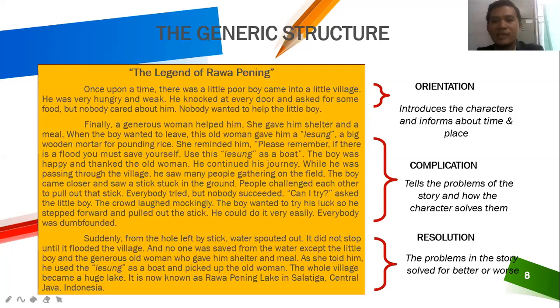And then complication tells the problem. There is a problem here or not? In the second? Here, yes, sir. Yes, okay. So it can be complication. There is resolution here or not? Problem the story solved for better or worse. Problemnya itu sudah dapat pemecahannya. Pemecahannya bisa baik, bisa buruk. Yes or no? Yes, sir. Okay, right. So that can be resolution.